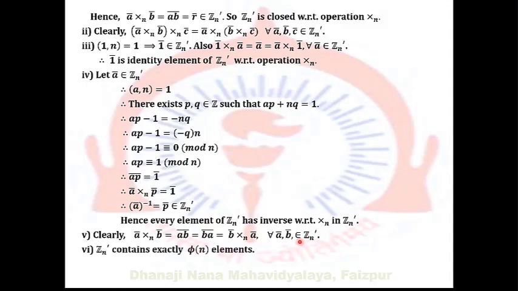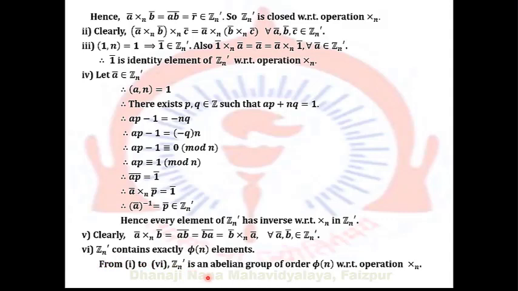Also we have Zn dash contains exactly phi n elements. By definition of Zn dash, Zn dash is those elements in Zn which are relatively prime with n, and that number is exactly equal to phi n. So Zn dash contains exactly phi n elements. So from 1 to 6 we can say that Zn dash is an abelian group of order phi n with respect to the operation multiplication modulo n.